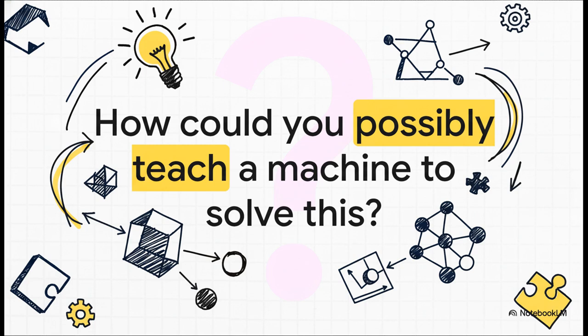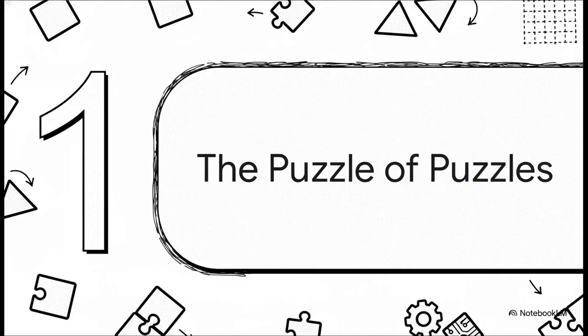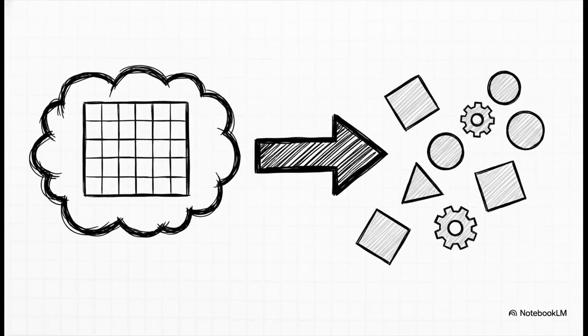But here's the secret. It's not about teaching the computer to think like us. It's about giving it a completely different, and honestly, a much more powerful way to see the problem. To really get how this works, we have to stop looking at the puzzle as a whole. Instead, we need to see it for what it really is, just a collection of really simple, logical pieces. See, a computer doesn't see a fun little number game. It sees a problem that it can take apart piece by piece.